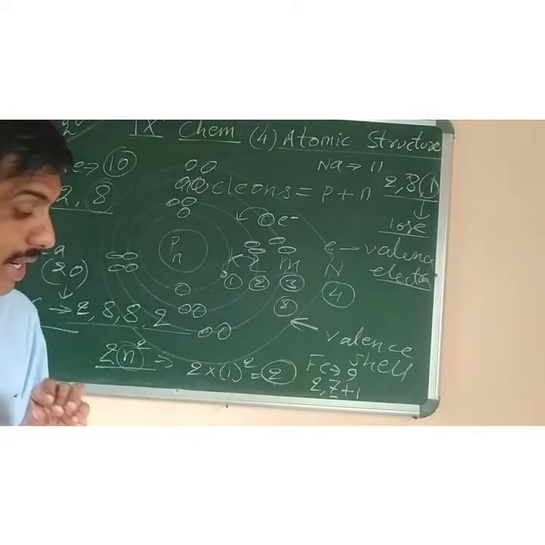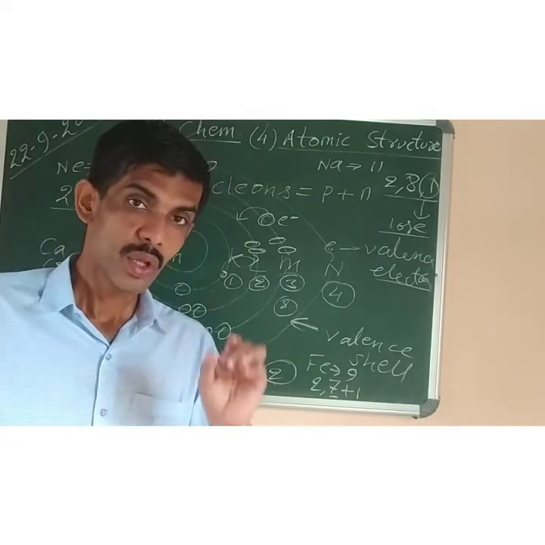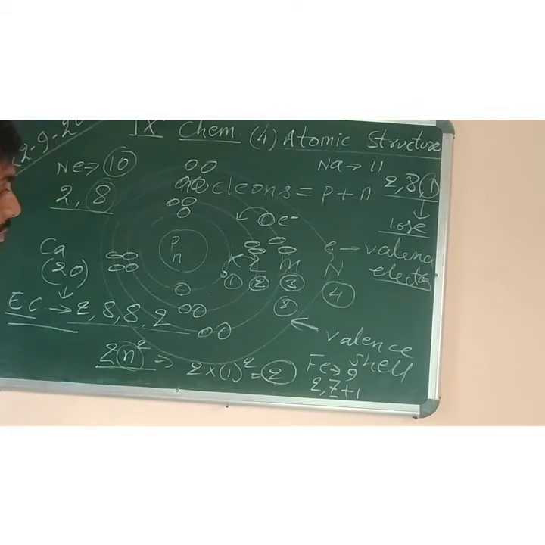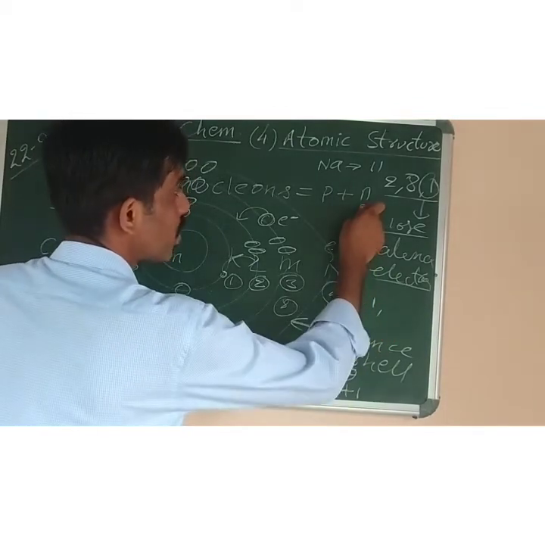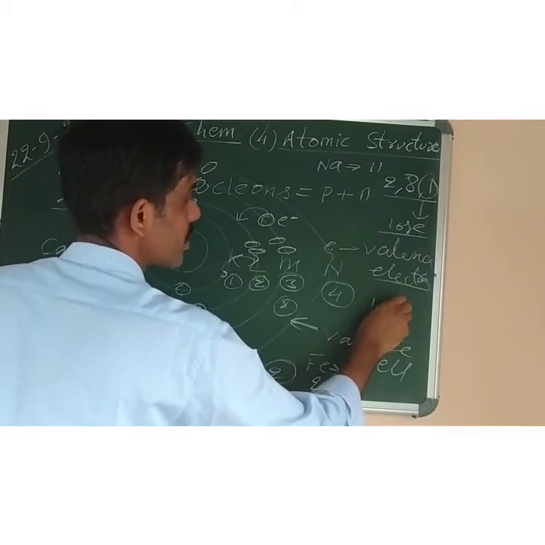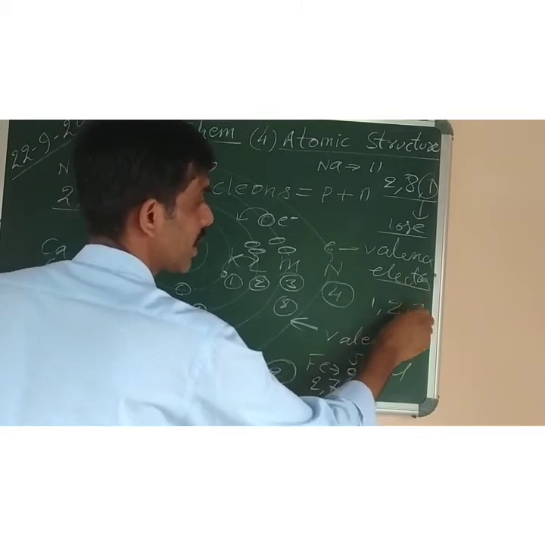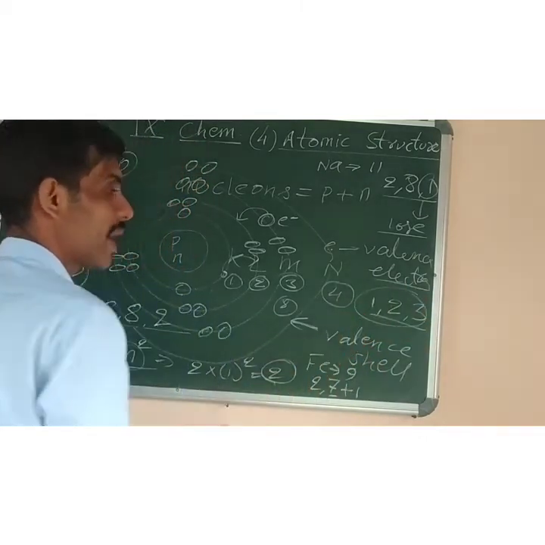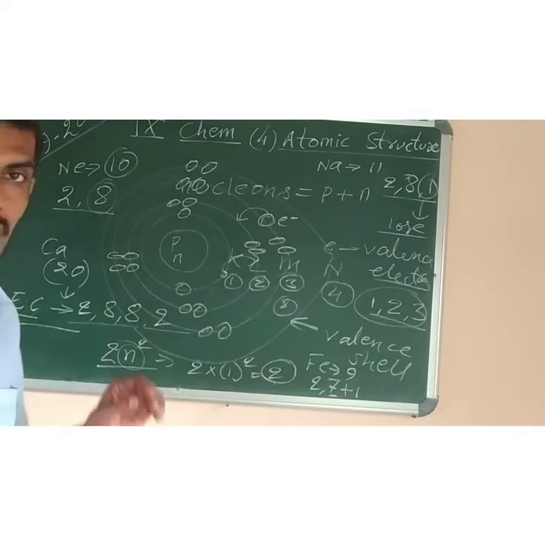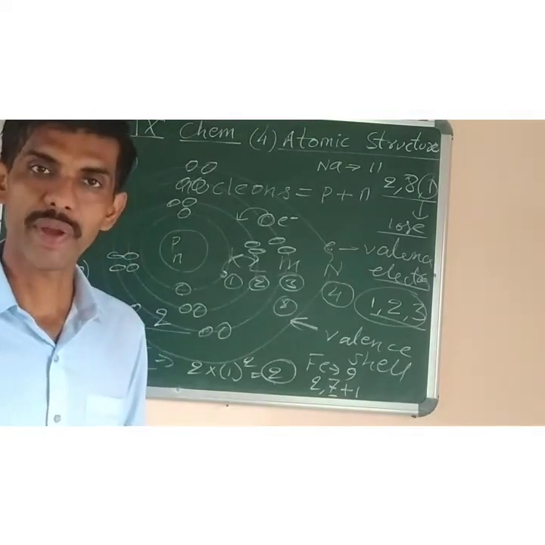Then we studied about the metallic and non-metallic atoms. Those atoms which have 1, like sodium has 1 electron in the outermost shell, 2 like in magnesium, or 3 electrons in the outermost shell or the valence shell, such atoms or such elements are called metals.